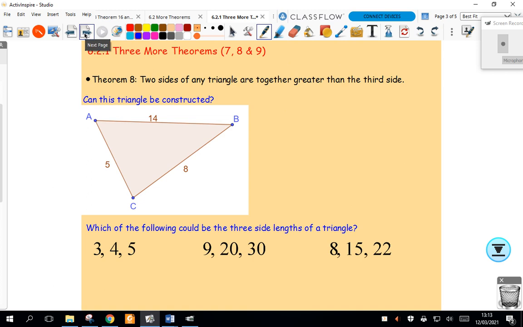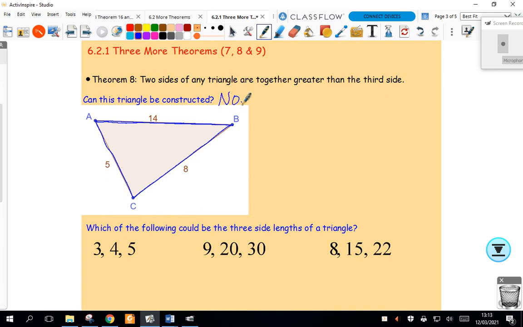Theorem 8 says two sides of any triangle are together greater than the third side. So can this triangle be constructed? Well, let's have a think about it. The shortest distance between A and B should be a straight line from A to B. Is it possible that going over to C, 5 units, and then all the way down here 8 units, which gives me a total of 13 units, is shorter than going from A to B? And the answer is no, of course. It can't be shorter to go from A to C and then to B. So 14 should be shorter than 5 and 8, but it's not, so this cannot be constructed.